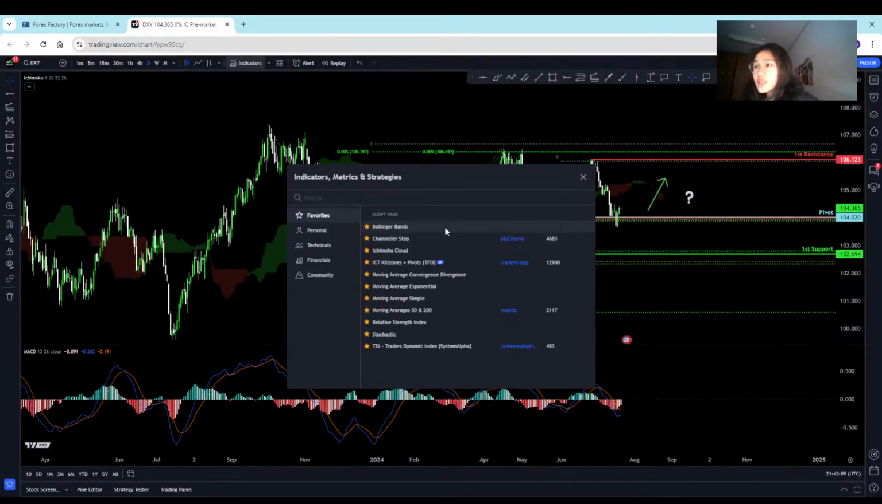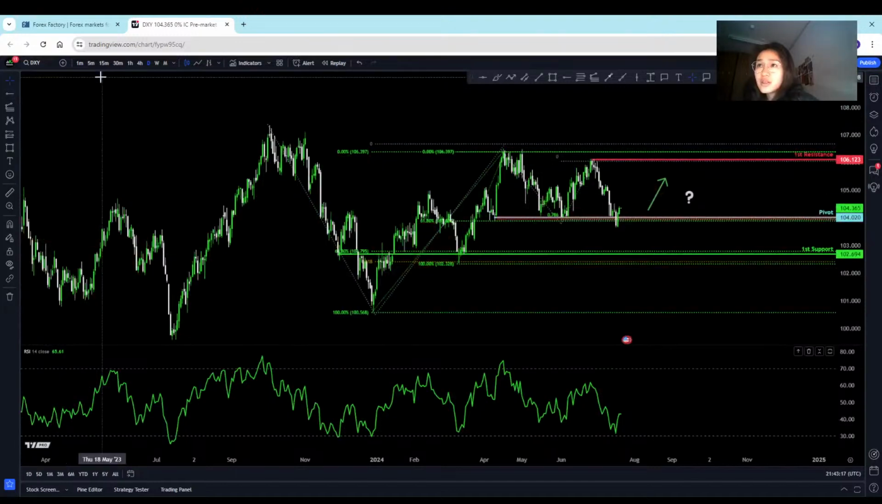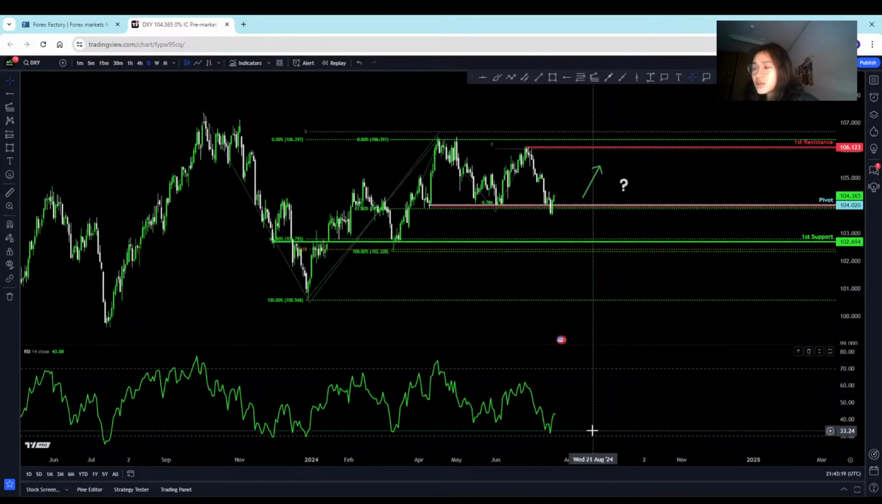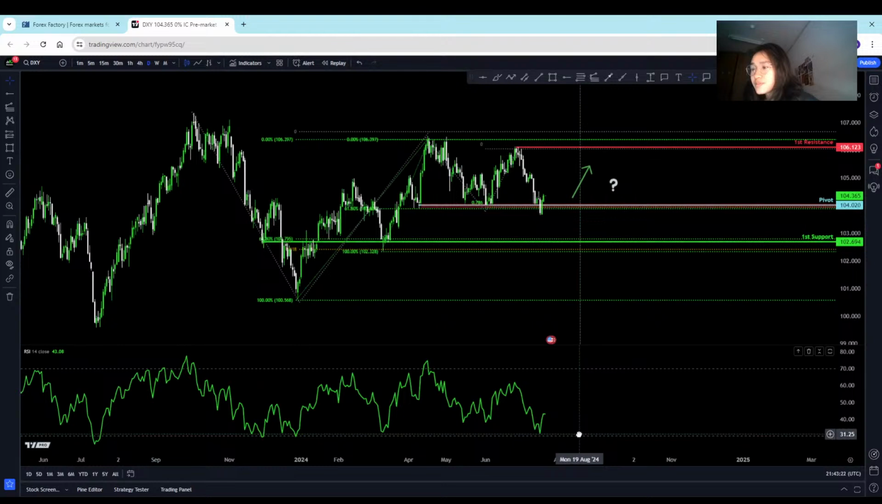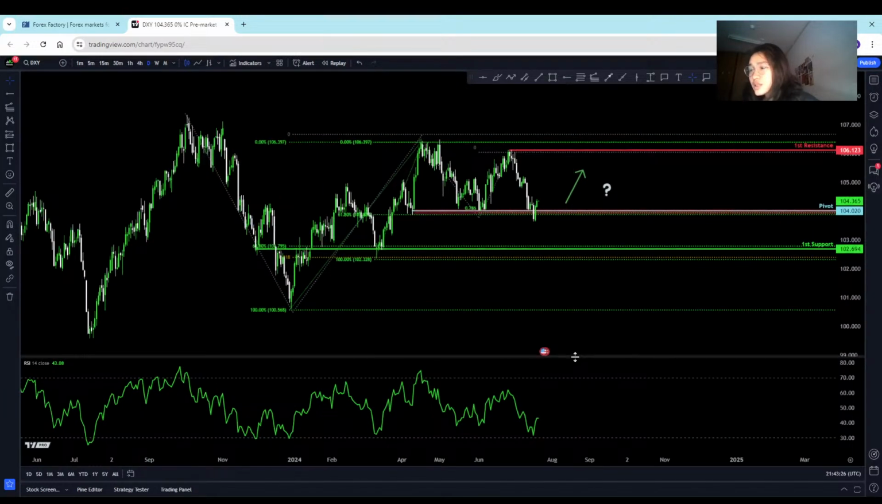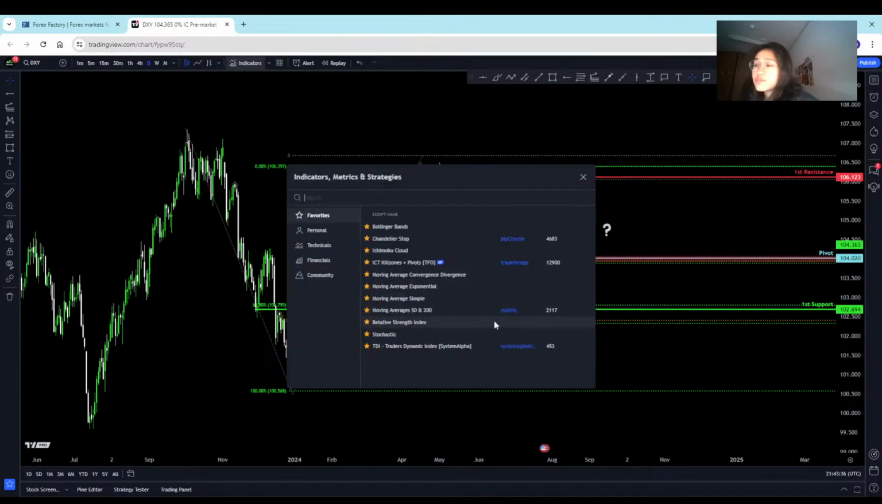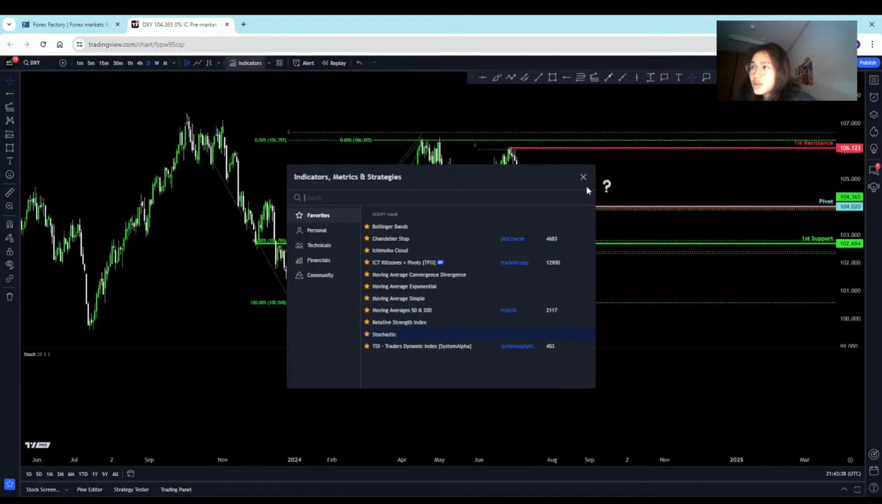But basically, let's take a look at other indicators as well to see if any of the other indicators support our analysis. Okay, so looking at RSI first. RSI isn't really telling us much. Let's look at stochastic.